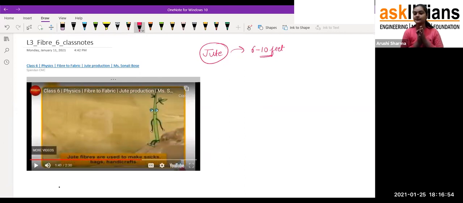So see students, they take out the stems, which have the sticky substance, and keep them in water for 3-4 days. After that they take them out and you can see that the fiber is loosening and we get the jute fiber. Now that jute fiber can be used for further processes, like the preparation of bags. So that's how, students, you can get jute production.